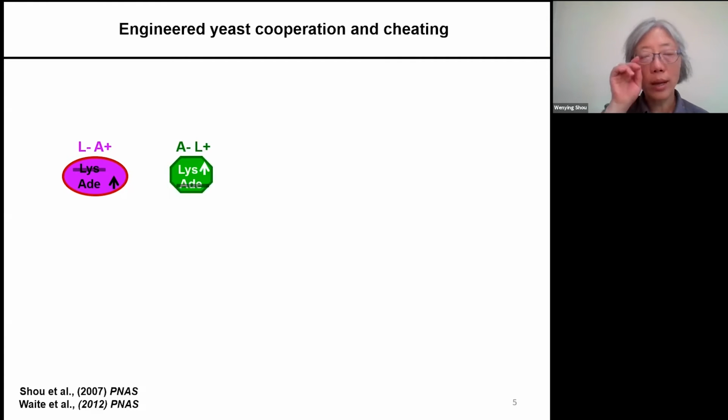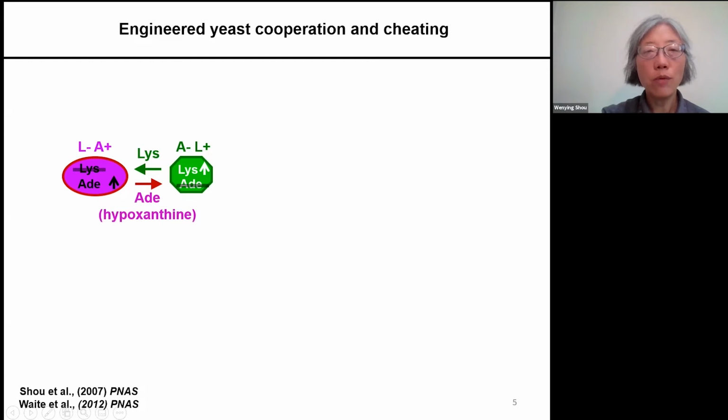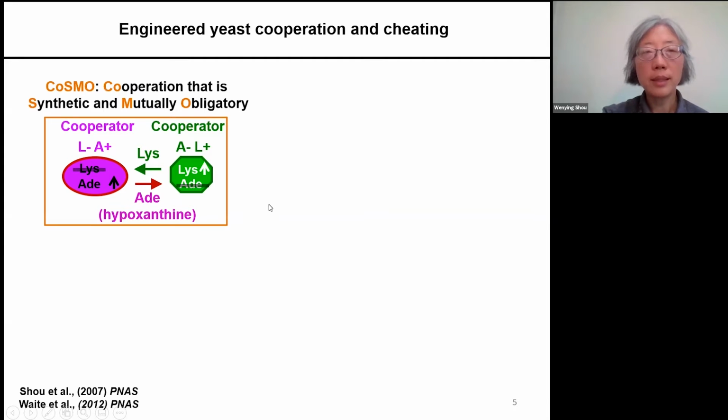The complementary strain cannot make adenine, but overproduces lysine. The overproduced metabolites are released into the medium. A side note that it's actually not adenine, but hypoxanthine that's released. But for simplicity, we'll just call it adenine. The hypoxanthine is a derivative of adenine. And we call the system Cosmo for cooperation that is synthetic and mutually obligatory.